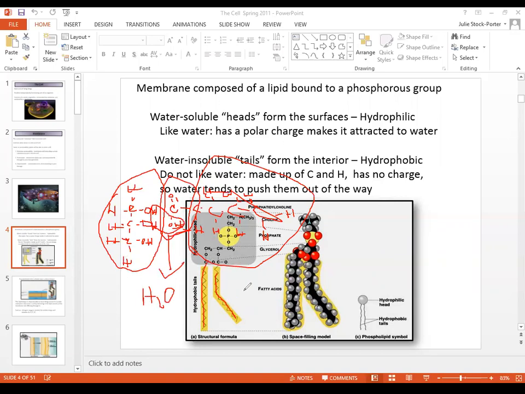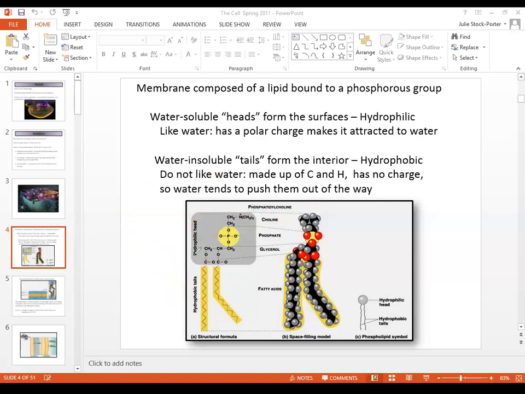Now, in the case of the cell membrane, it is a diglyceride. It has 2 fatty acids attached to the glycerol. Now, when we look up here, do you see where the glycerol is? Let me remove this drawing. Now, when you look up here, this is where the glycerol is. It's right here.